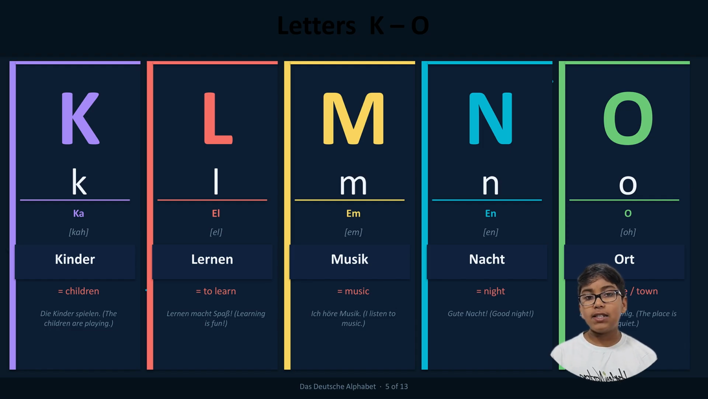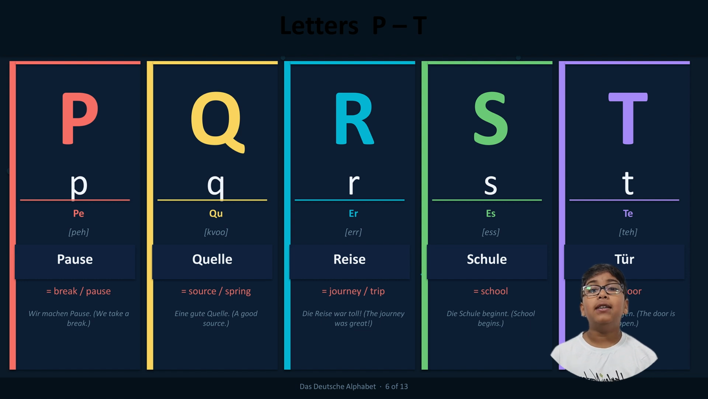We are in the final stretch of the regular alphabet now. 5 more letters and then we are done with part 1. So stay with me. P, pronounced as P, same as the English letter P.